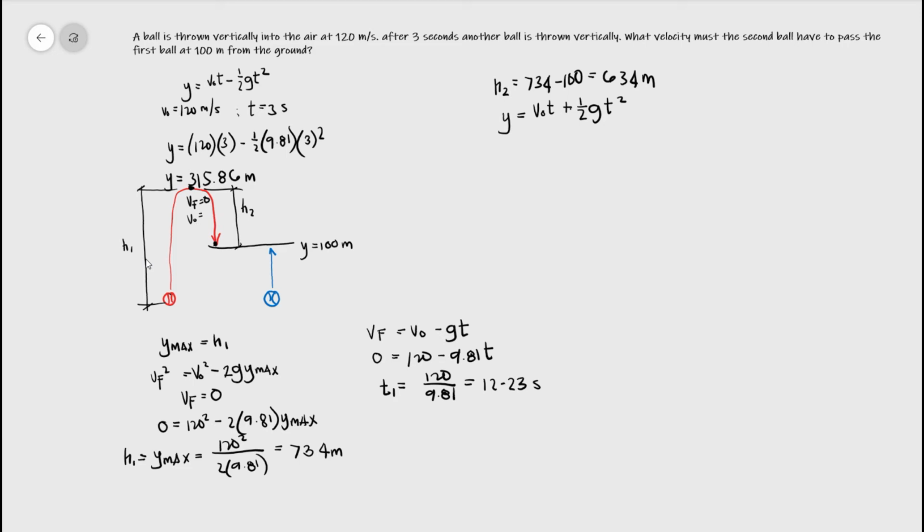Therefore, we have here y, let's say y sub 2 or h sub 2, which is equal to the initial velocity 0 times time, which we do not know, plus 1/2, and the gravity is 9.81 times the time squared. Again, we do not know the value of time. Let's say this one is t sub 2. We are looking for the time when the ball travels from this point up to this point.